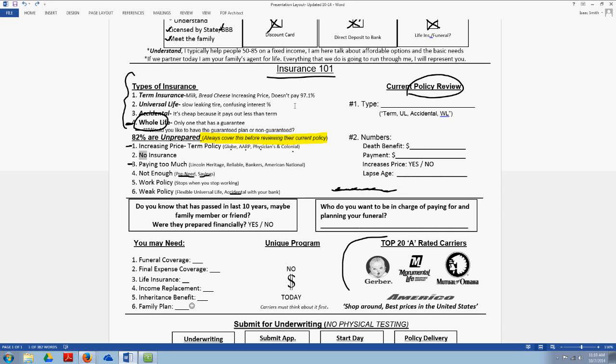But anyhow, back to it. Finding out what type, term, UL, accidental, whole life, numbers, are the numbers in your favor. Ms. Johnson, you don't have to do these insurance companies any favors at all.